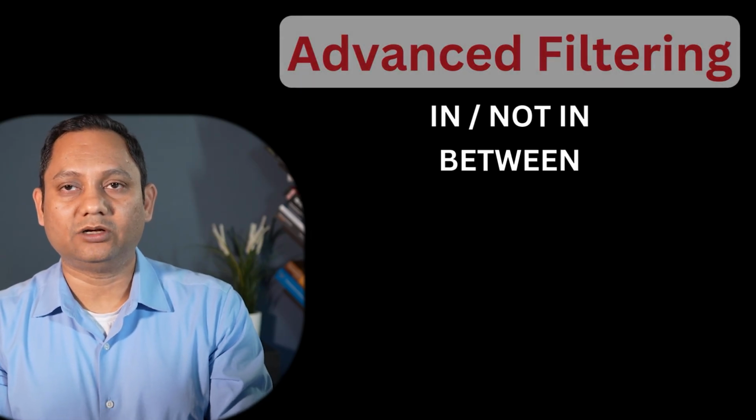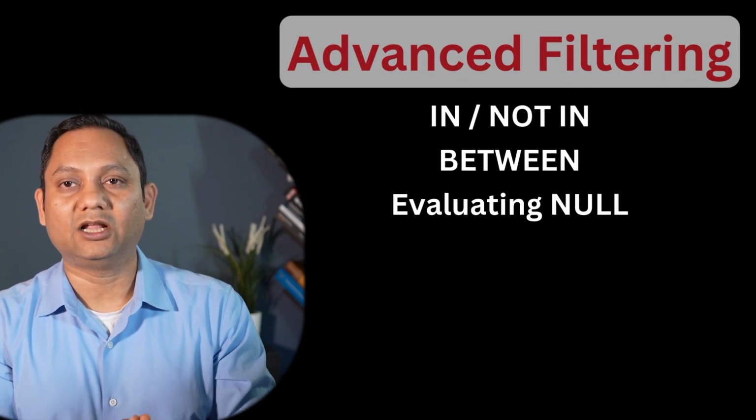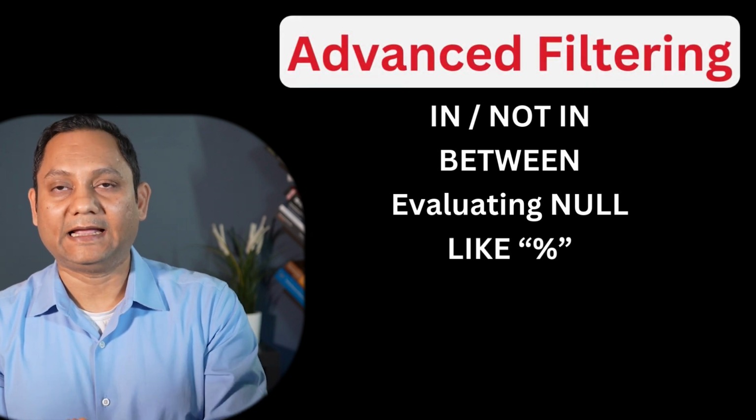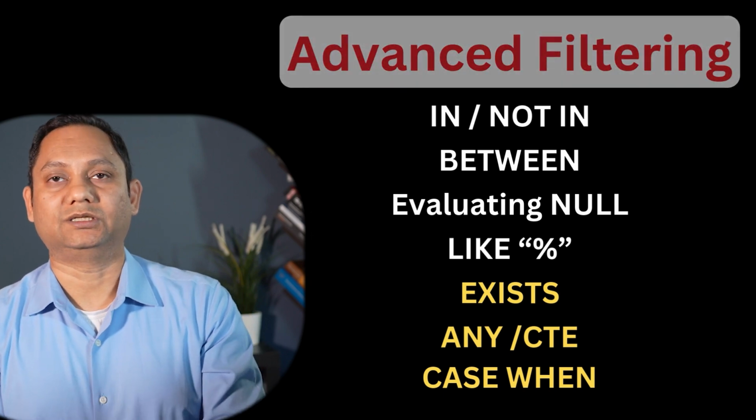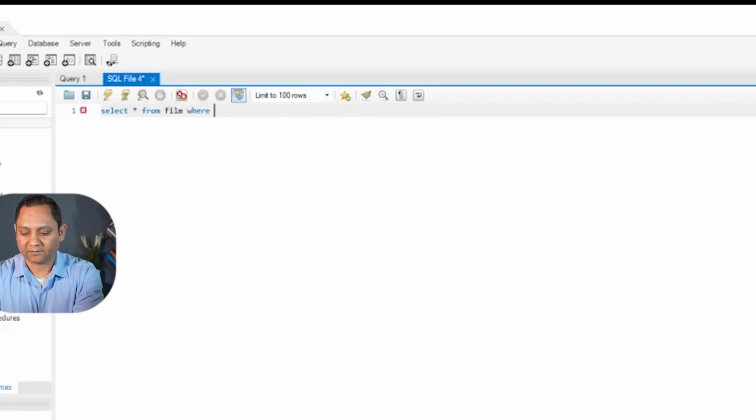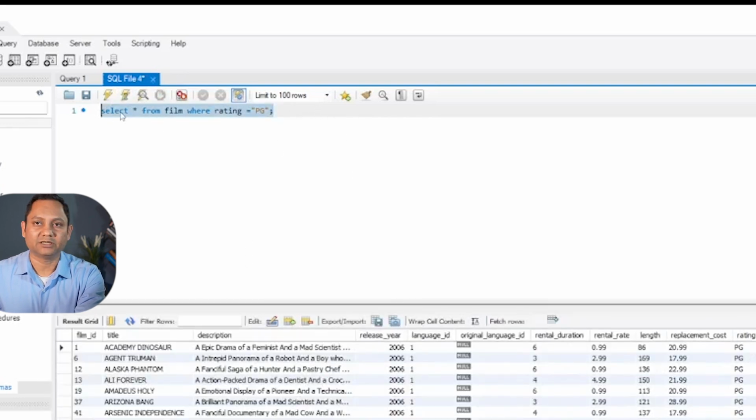Friends, in today's video in advanced filtering, we are going to learn about in, not in, between, like, how to fetch null values, and how to work with regular expressions. So going back to our film table, in part 1, we learned about basic query. Say, I want to find all the movies that are rated PG. So my query would be select star from film where rating equals PG. Now this gives me all the PG rated movies, right? All the movies that are PG rated.